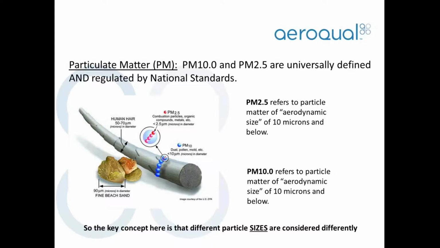Okay, so one more time, the particulate matter PM10 and PM2.5 are universally defined. They have a very strict definition, and that definition relates to their size. PM10 pollution is all particles of size 10 micron and below. PM2.5 refers to all particles of PM2.5 and below. And not only are these definitions more universally defined, but this type of particle pollution is regulated. So the key concept here really is that the different particle sizes, dust, PM10 or PM2.5, are considered very differently.